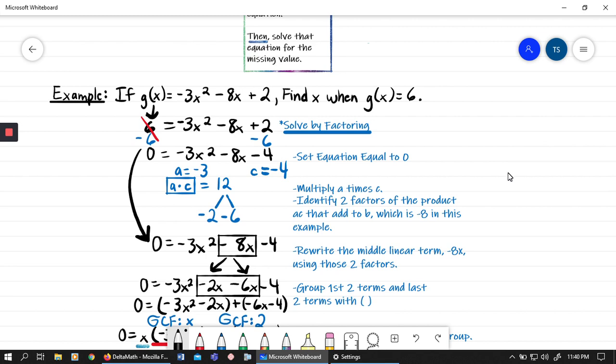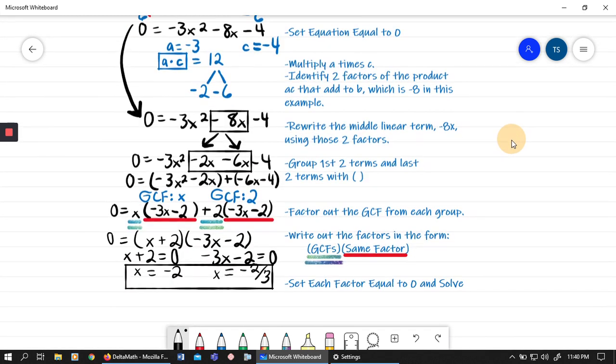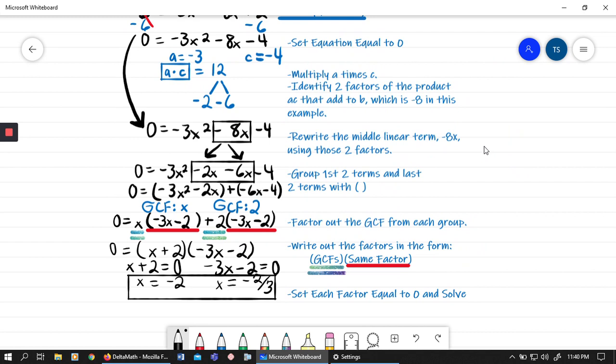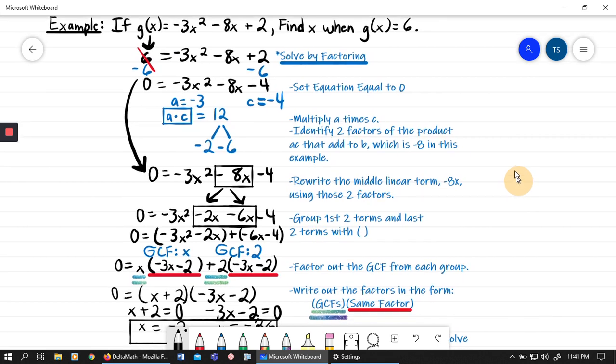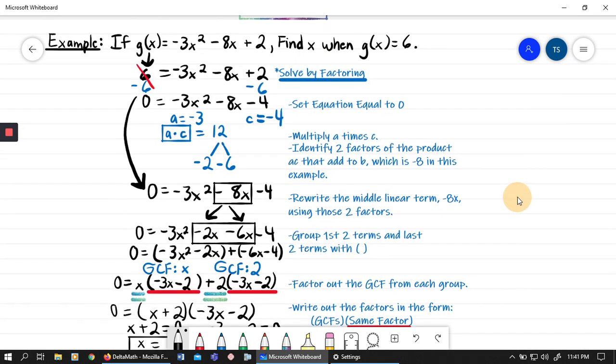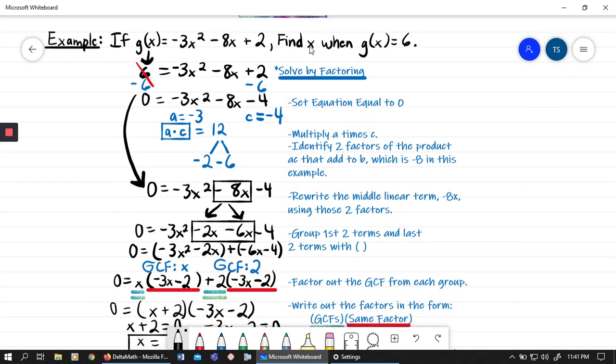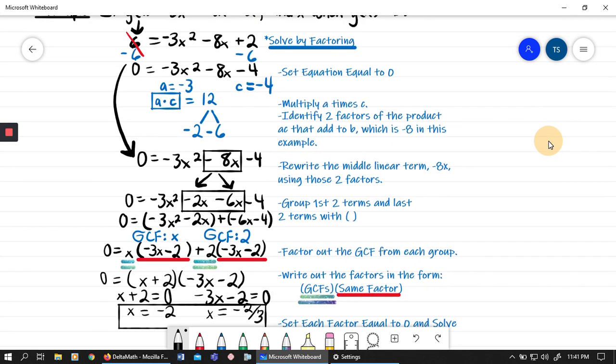So, hey, again, we have found the x values when the y value was equal to negative 6. So that is what it's asking for here. We have found these x values when the y value was equal to negative 6.